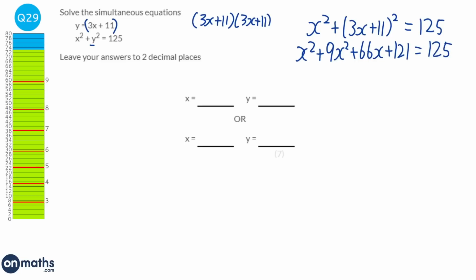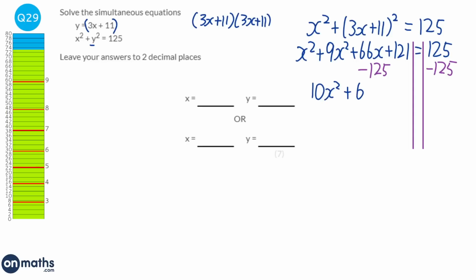Now at this point, we want everything to equal 0 because it is a quadratic. So to solve it, we need it to equal 0. So we're just going to tidy it up and add the bits that need to be added. And we're also going to subtract 125 both sides to get it equal to 0. So x squared plus 9x squared is going to be 10x squared. So we might as well just write it as 10x squared. We've got 66x just on its own. And we've got 121, take away 125, which is minus 4, equal to 0.